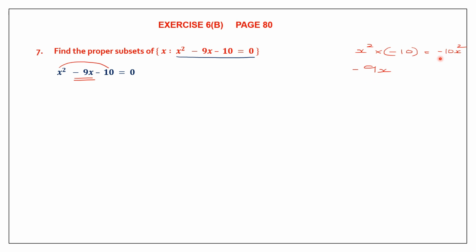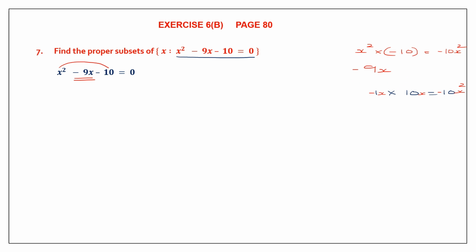Now what are the numbers that multiply to give us minus 10? The numbers that multiply to give us 10 are 1 into 10, isn't it? 1 into 10 is 10. Now how do we make this minus 10? I can give 1 the minus sign, or I can give 10 the minus sign. Now we have to decide which one we are going to give the minus sign. Suppose I give the minus sign to 1, then when I multiply, I will get minus 10. And if I put x here and x here, I will get minus 10x square, which is the same as this one.